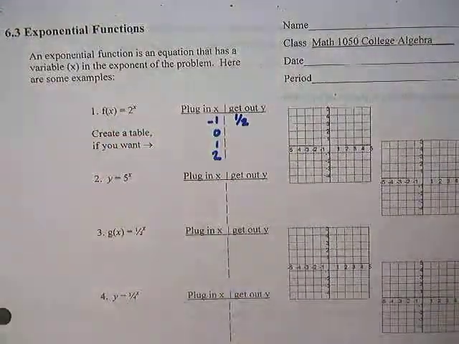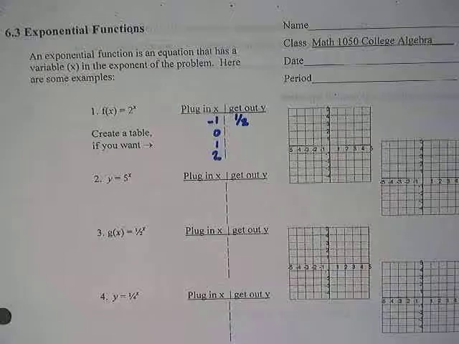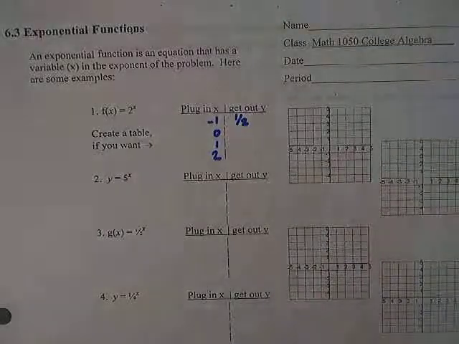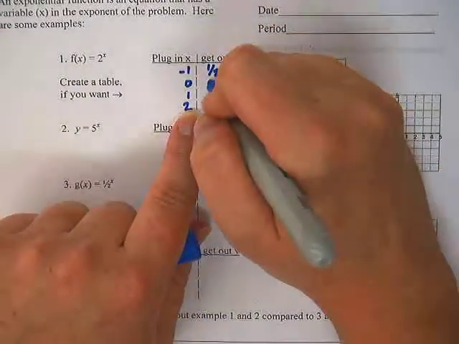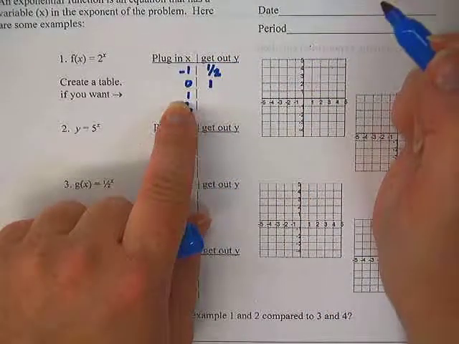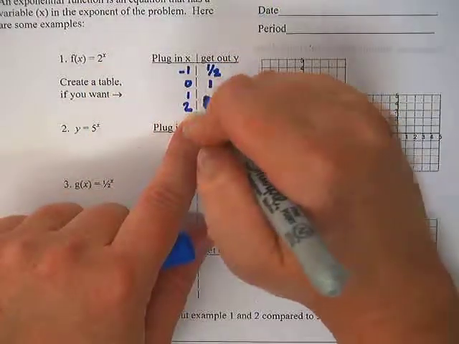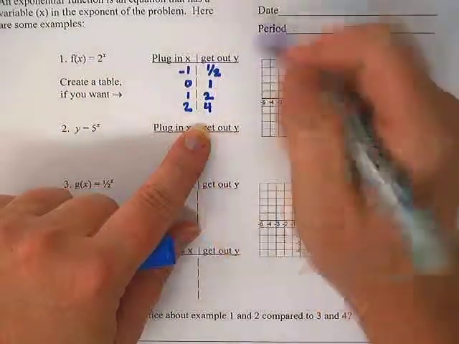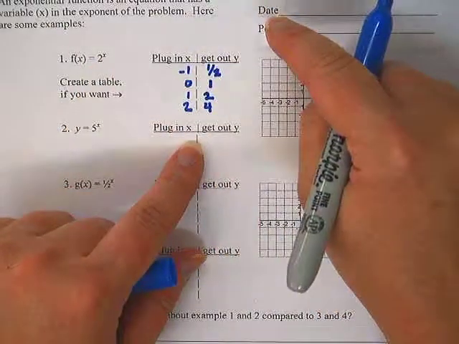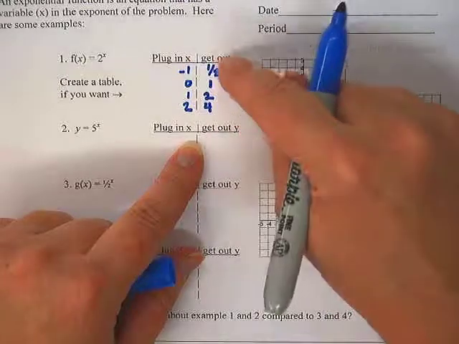Next one, 0, 2 to the 0 power. I don't know if you remember your exponential rules, but the rules of exponents say that anything to the 0 power is 1. So the answer is 1. 2 to the first power is 2. 2 to the second power is 4. We could keep going with positives and negatives.